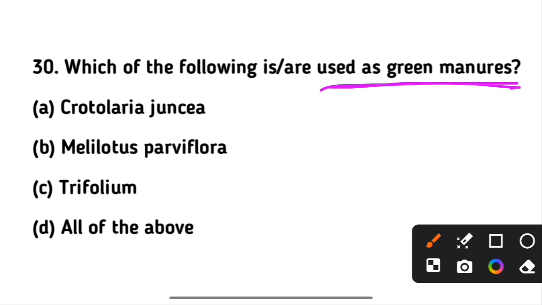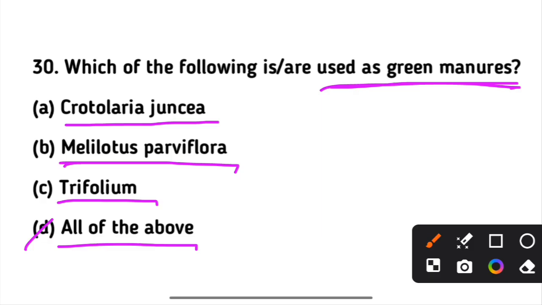Next question. Which of the following are used as green manures? Options: Crotalaria, Sesbania, Melilotus, Parviflora, Trifolium, all of the above. Option D is correct. For green manures, all are correct: Crotalaria, Sesbania, Melilotus, Parviflora, Trifolium.